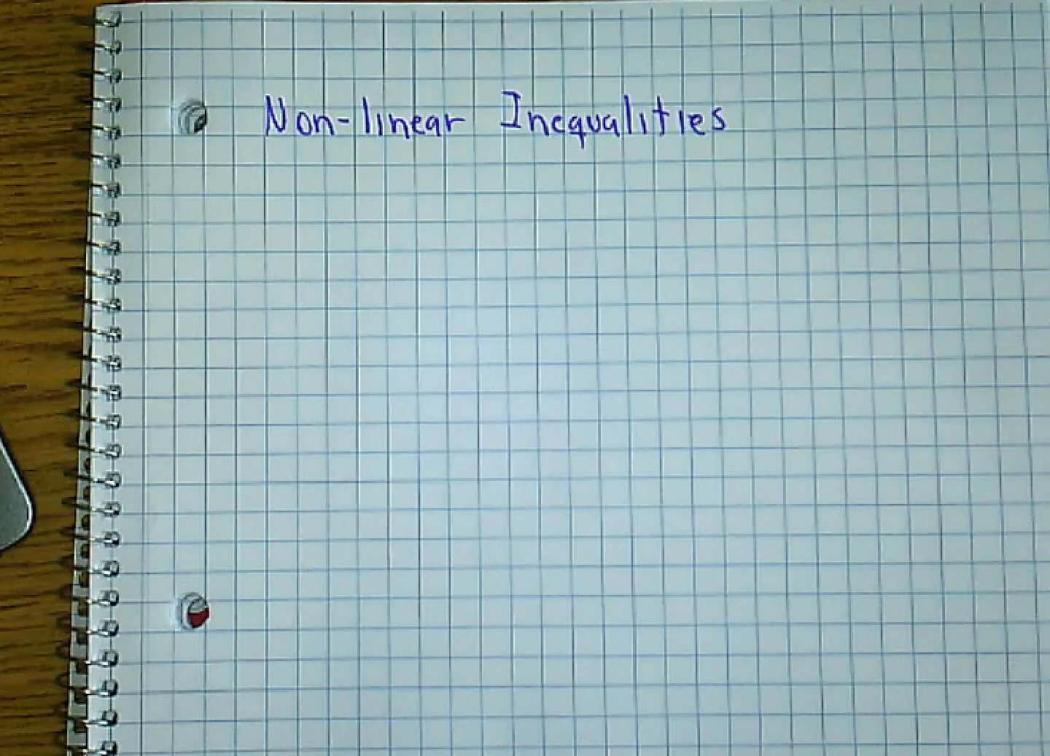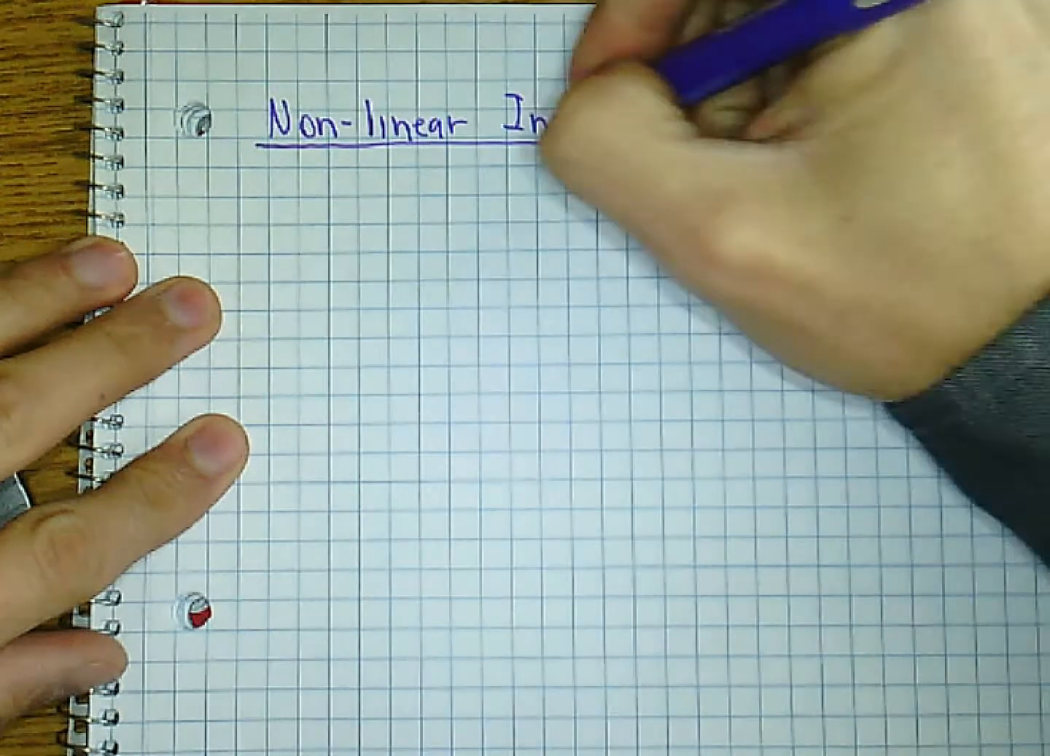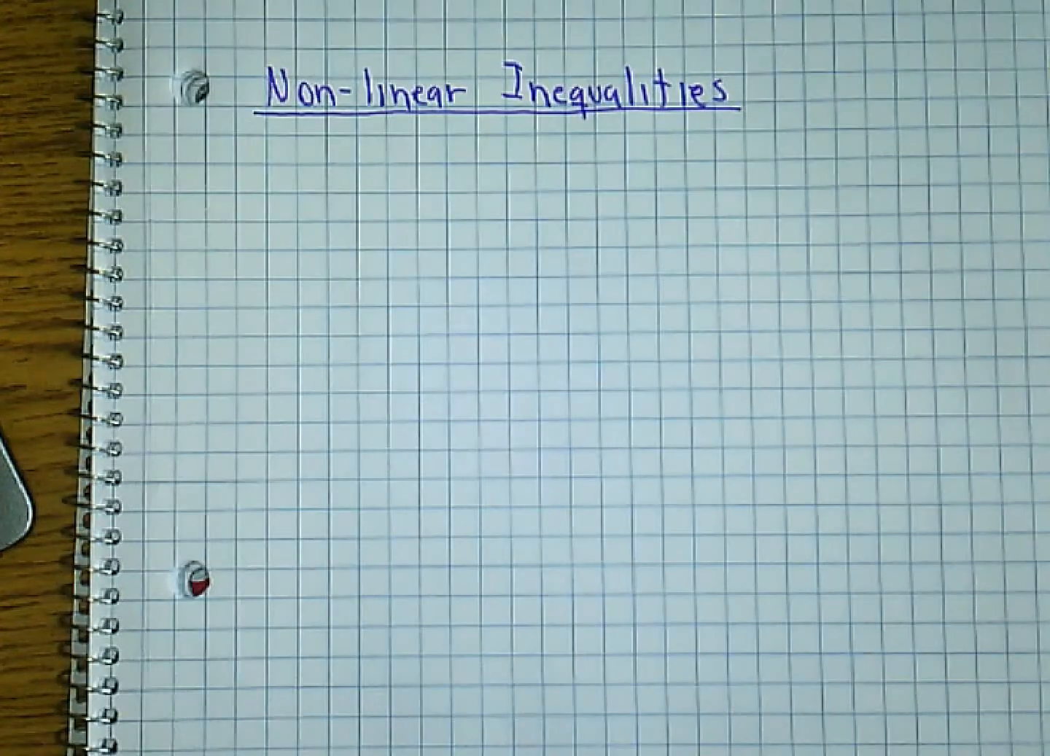All right, let's do this. Okay, so nonlinear inequalities means that we're going to be dealing with inequalities with degrees that are higher than, obviously, 1, because that would be linear. And we're also going to be dealing with rational functions today. Okay, so do you remember what an inequality is?